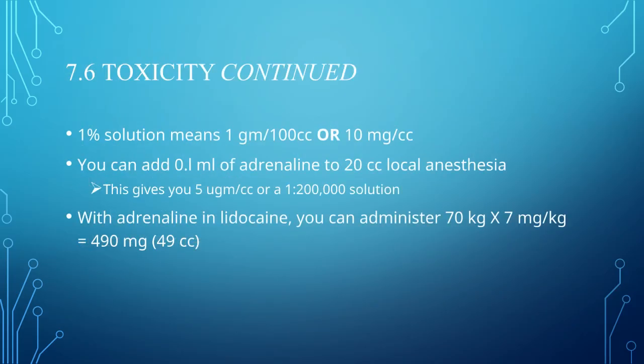Let's make the dosage calculation clear. A 1% solution contains 1 gram of drug per 100 milliliters, which is 10 milligrams per 1 milliliter. For a 70 kilogram patient using lidocaine with adrenaline, the maximum dose is 70 kilograms multiplied by 7 milligrams per kilogram, which equals 490 milligrams. This translates to 49 milliliters of a 1% solution. You can create a 1:200,000 adrenaline solution by adding 0.1 milliliters of adrenaline to 20 milliliters of local anesthetic. Always do this math before you start.